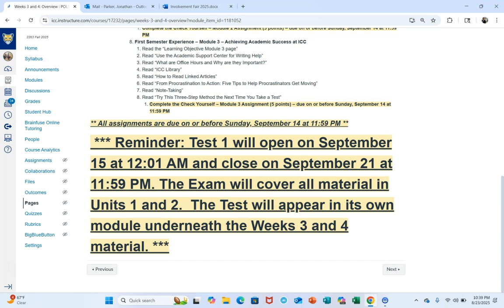And as a big old reminder, Test 1 will open on September 15th at 12:01 and will close on September 21st at 11:59. The exam will cover all of the material in Units 1 and 2. The test will appear in its own module underneath the Weeks 3 and 4 module at September 15th at 12:01 a.m. Just to get this question out of the way, no, I do not do study guides. And no, I will not do a study guide.